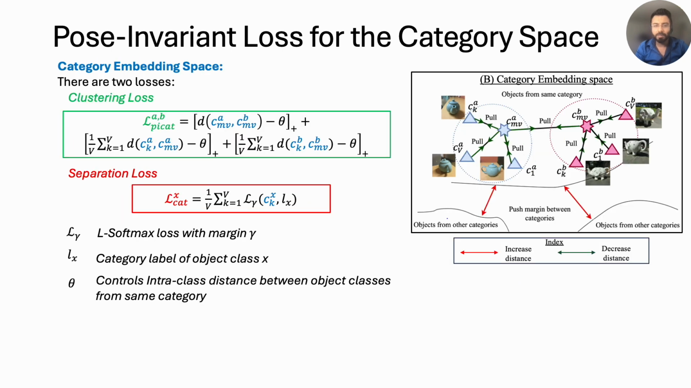In the category embedding space, we again have two losses. The clustering loss pulls the single-view embeddings of each object close to its multi-view embedding and additionally pulls the multi-view embeddings of two objects from the same category together to learn common features between them. The separation loss is the L-softmax loss that separates embeddings of different categories apart from each other.